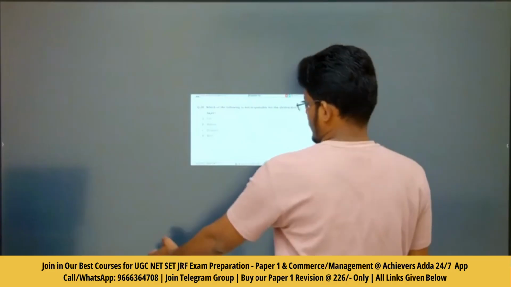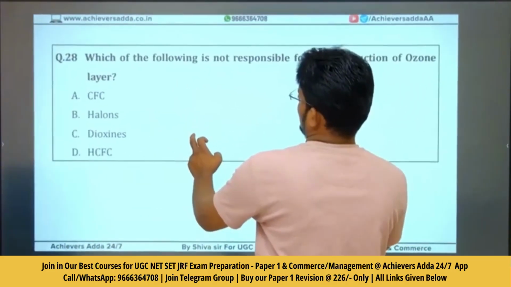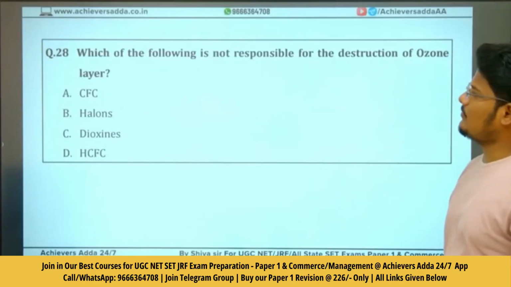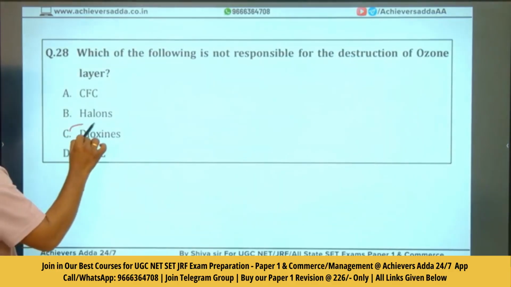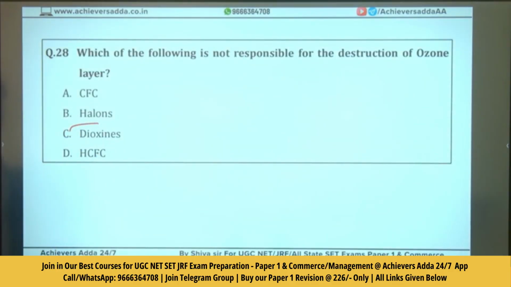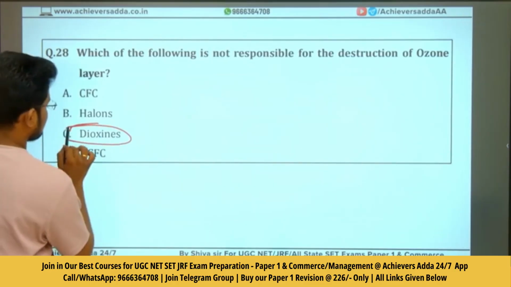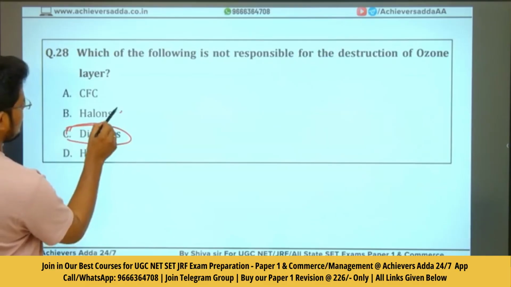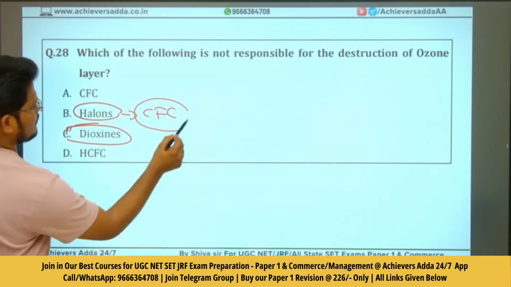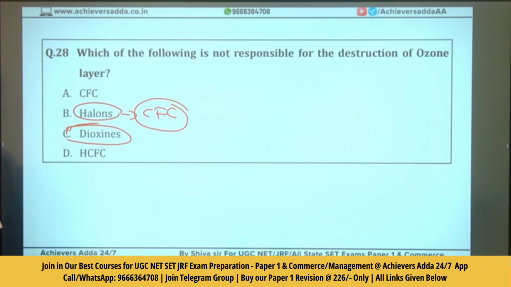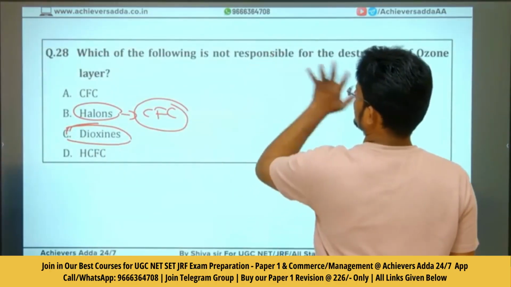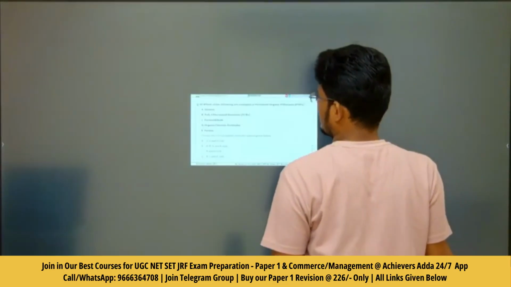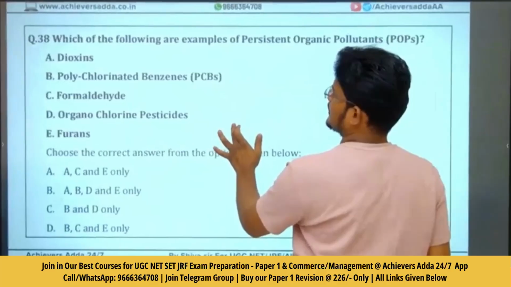Which of the following is not responsible for the destruction of the ozone layer? CFC, halogens, dioxins. Actually, it is dioxins. Dioxins only, which are released from the industries. For the ozone layer, halogens are nothing but similar to CFCs. So answer is C. Dioxins are not part of the destruction of the ozone layer. They are chemicals released from the industries, not a gas.